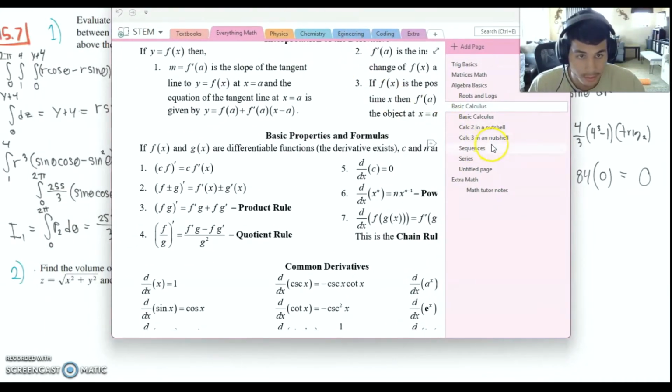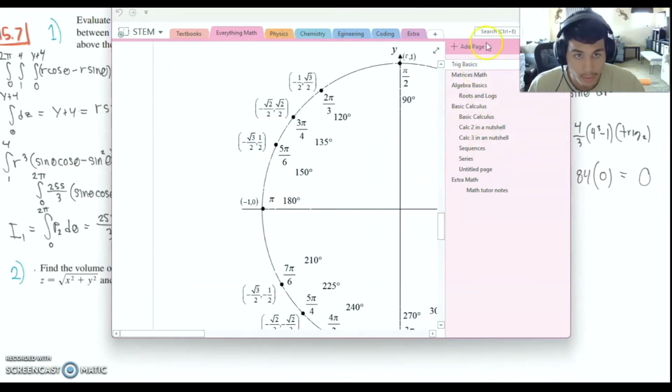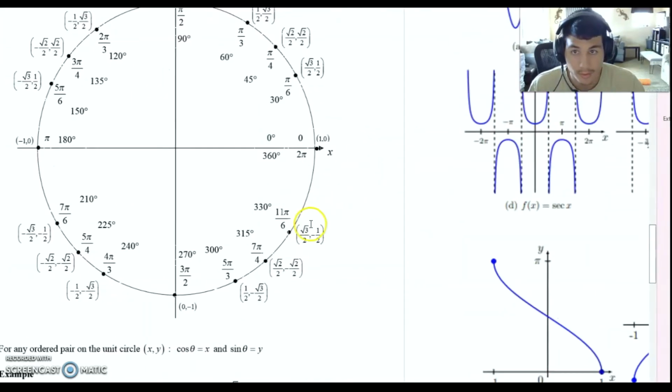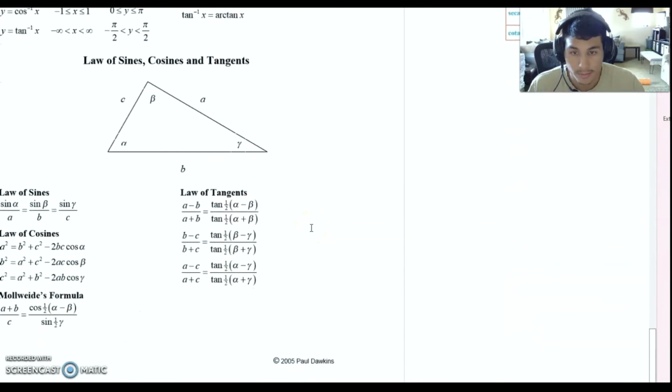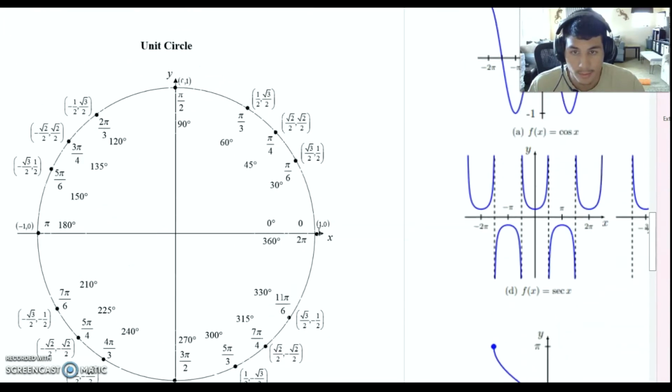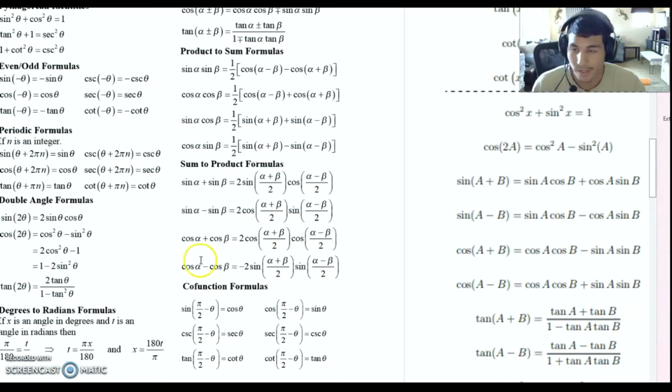Okay, here it is. Let's go to trig. This one, I don't have the 2 sine theta one. Okay, look at it. 2 sine theta cosine theta is equal to sine 2 theta.